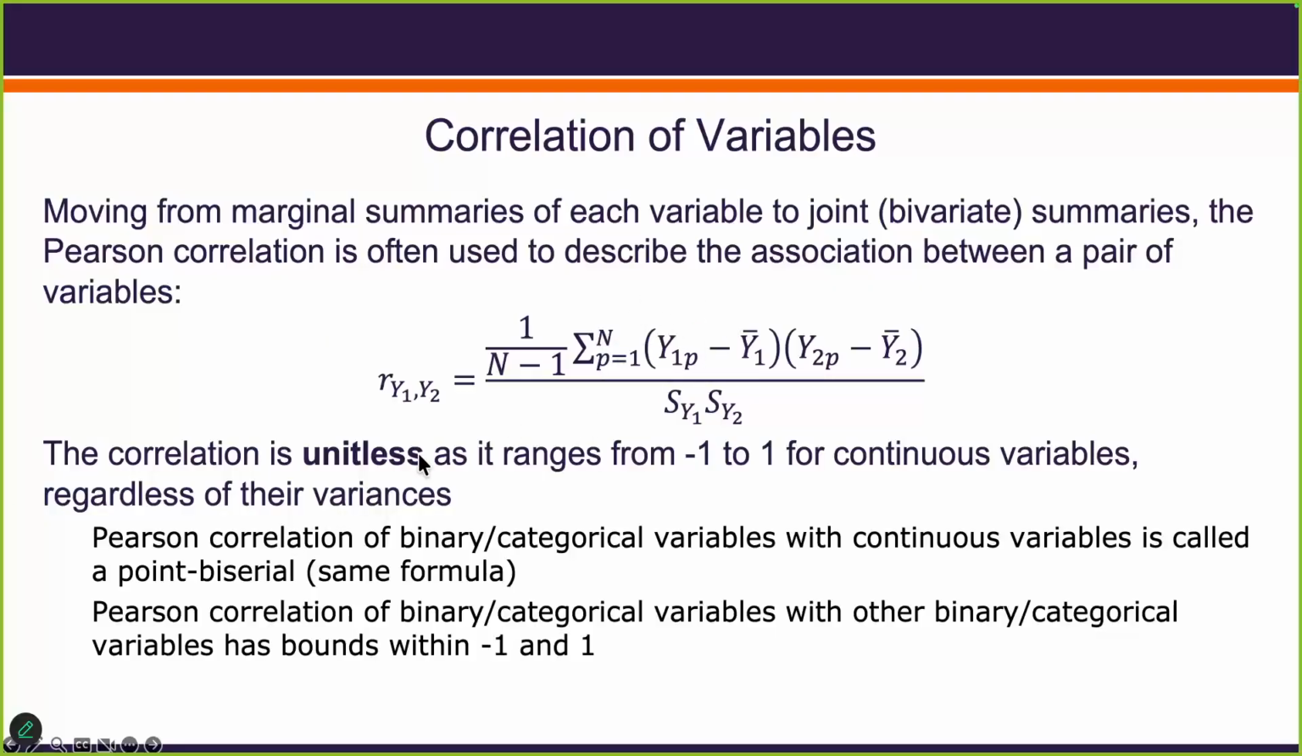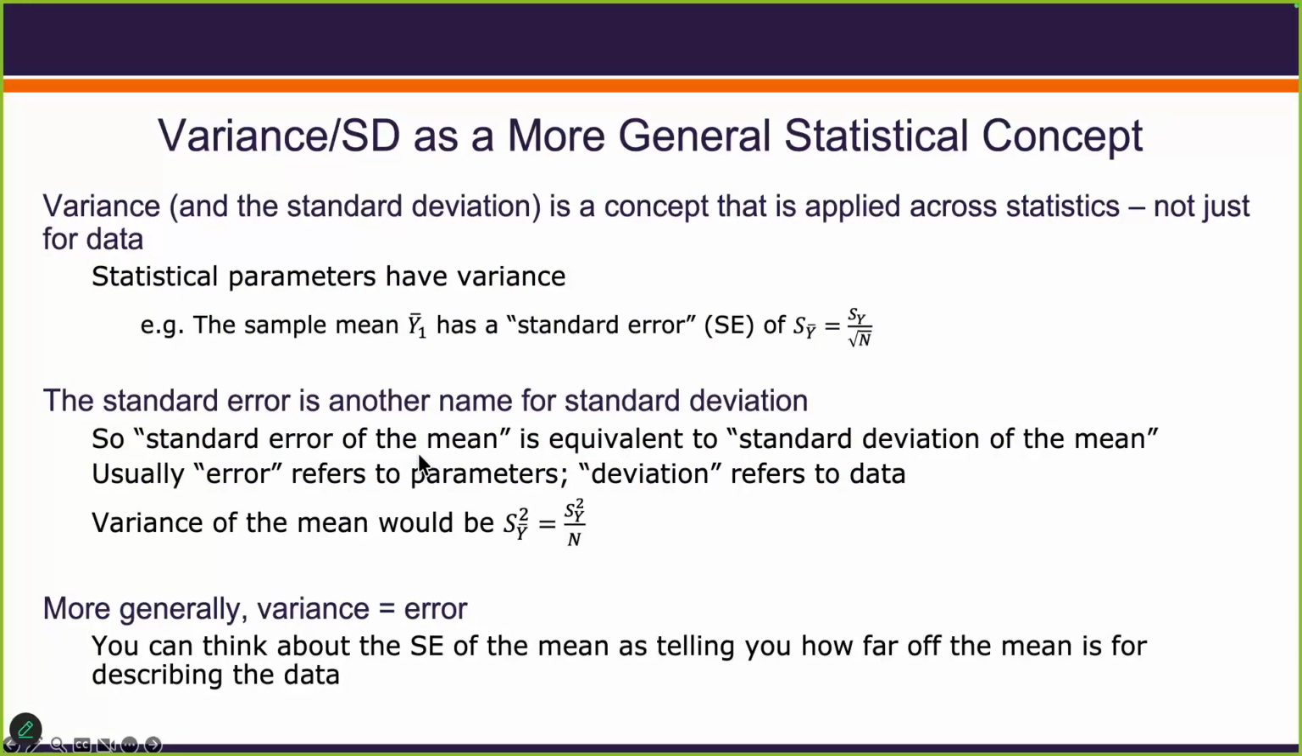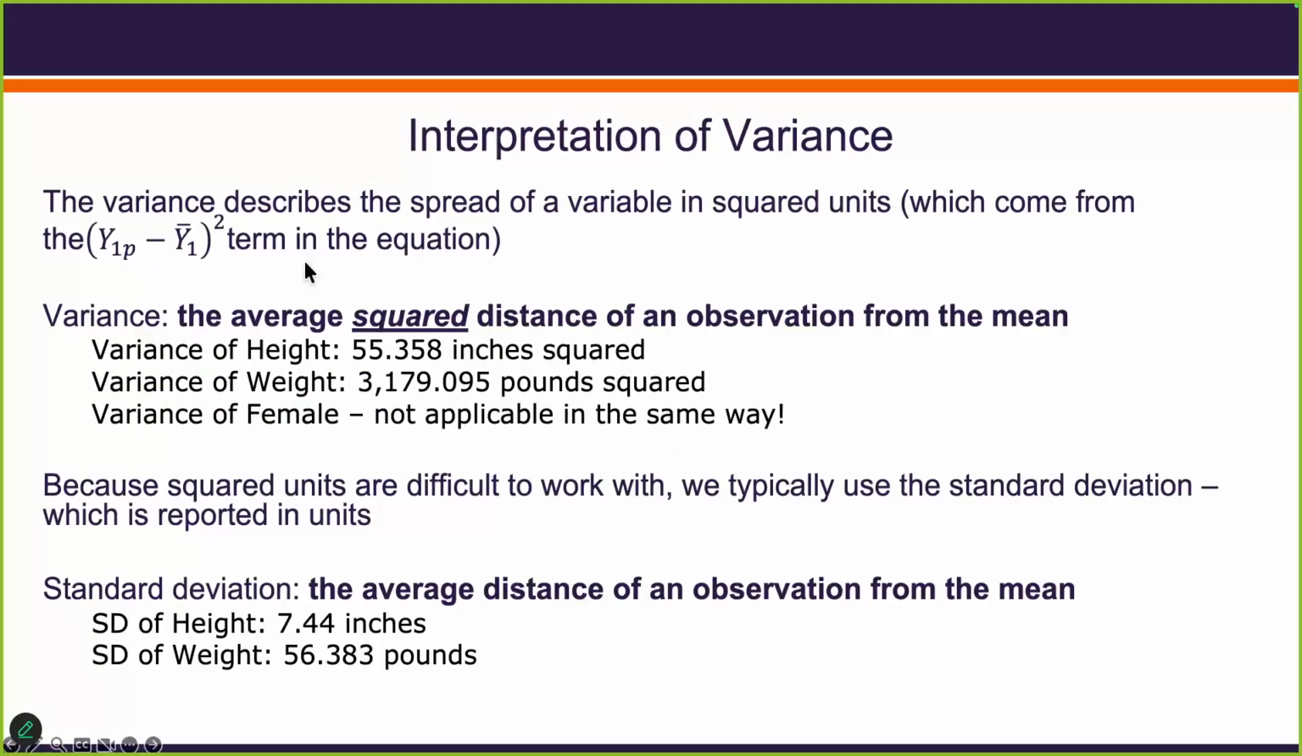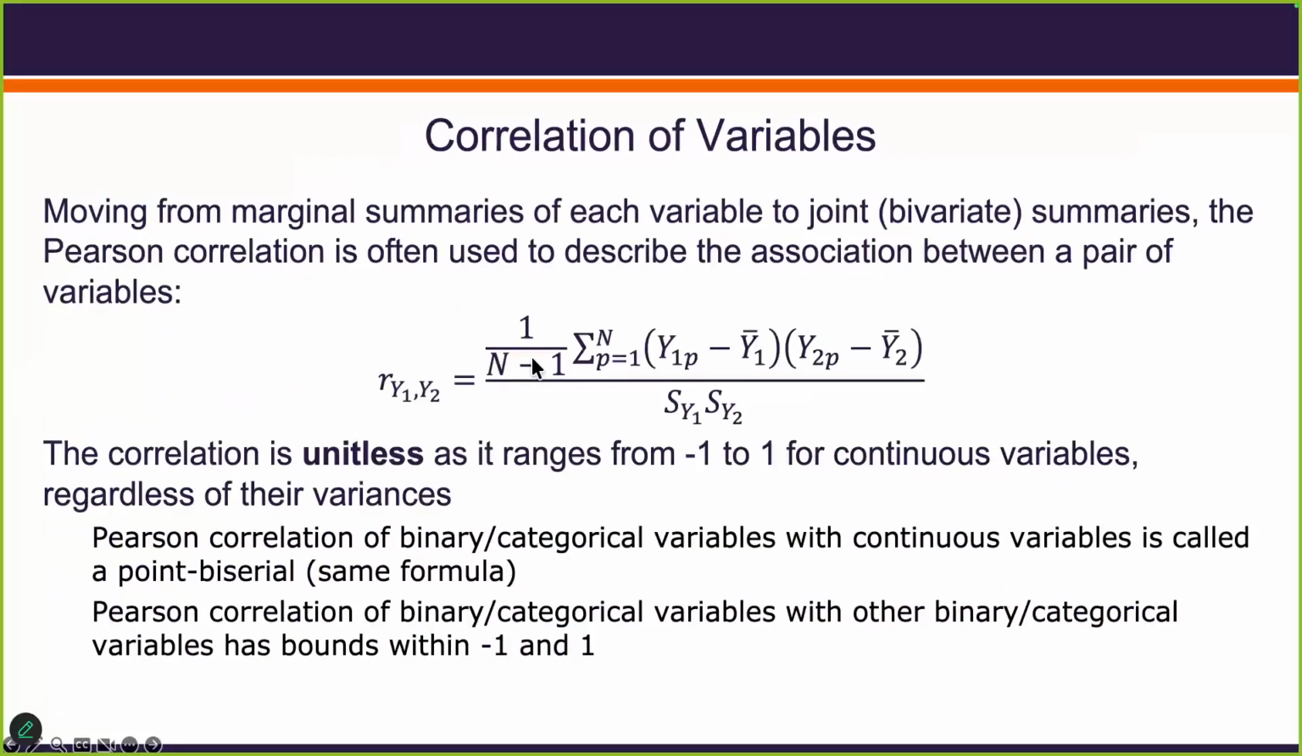Correlation is unitless. So before, I mentioned variance. If I were to talk about the variance of height, it's 55.358 inches squared. The numerator of this thing, we've got units of y1, we've got units of y2. But then we're dividing by units of y1, and we're dividing by units of y2, right? And because we've multiplied them together here, we multiply the units down here, we've effectively removed the units from the numerator and the denominator of the equation.